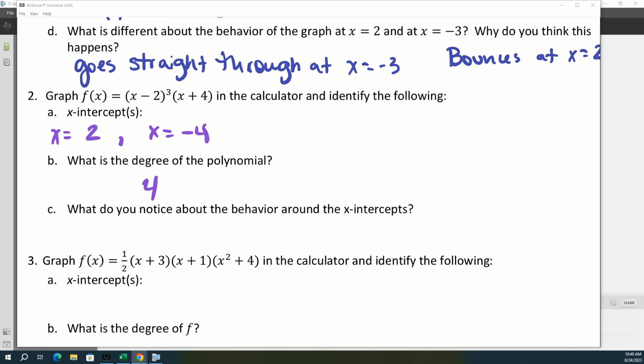So let's call it bends. So it bends at x equals 2. Or you could say this one is actually a point of inflection and changes from concave down to concave up at that point, but bends is fine. That's all I need you guys to say today. And then what about at -4? It starts to become more concave, but it goes straight through. Straight through, good.